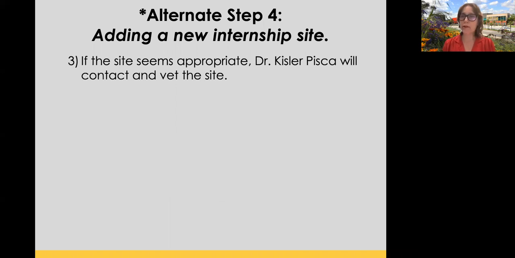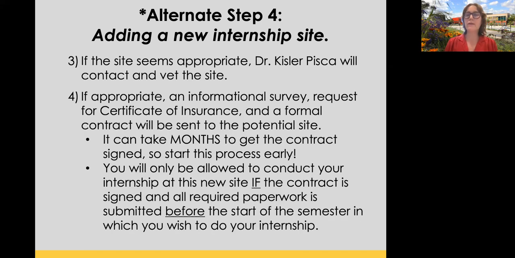So I will review the proposal, and if it looks like a good fit, I will reach out to your contact person at the site and I will talk to them and explain sort of the expectations for hosting interns, as well as the process we'll need to undergo in order to add them to our list. If everything goes as planned and the site is interested, willing, and able, then they'll need to go through a process where they will provide information via a survey. They'll need to provide a certificate of liability insurance, and I will generate a formal contract that will need to go to the organization and be signed by someone who's allowed to sign in the organization.